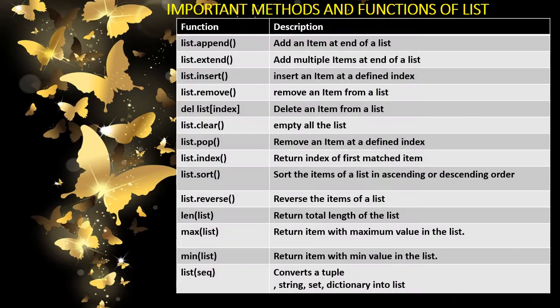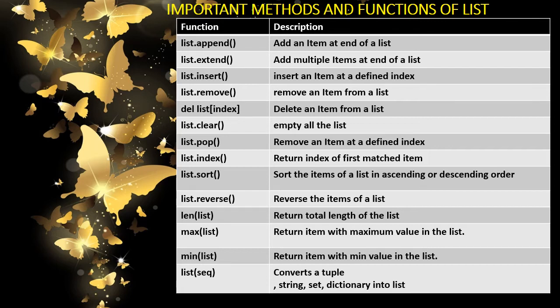These are a few important methods and functions of list: append, extend, and insert. These three functions are used to add an item to a list. The difference is that append adds the item at the end. Insert means based on the position the item will get added. Extend means multiple items we can add at the end of the list. And remove and del are used to remove an item from the list. For remove, we have to specify the item. And using del, by specifying the index we can remove the element from the list. And list clear clears all the elements, removing all the elements from the list.